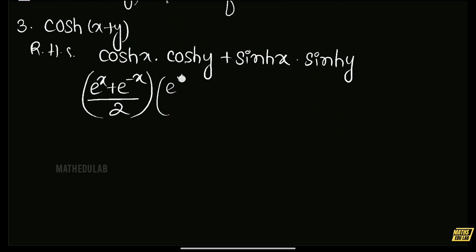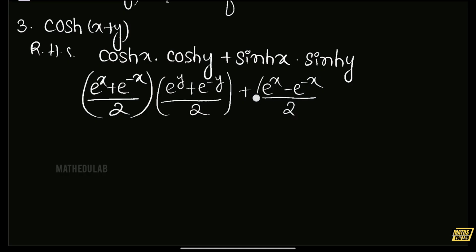e to the power of y plus e to the power of minus y by 2, then plus e to the power of x minus e to the power of minus x by 2, then e to the power of x, sorry, here we have to write the y since it is given in the y form, e to the power of y minus e to the power of minus y by 2. Now let's multiply these values.